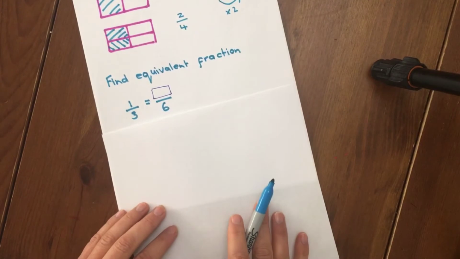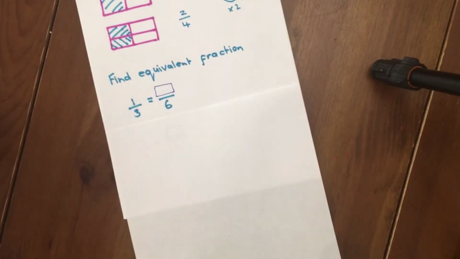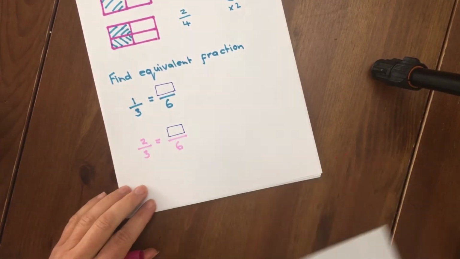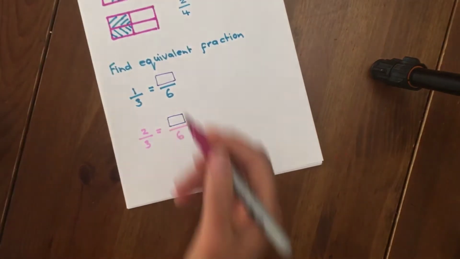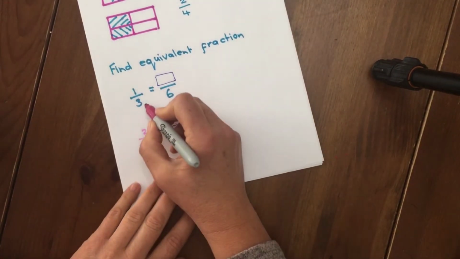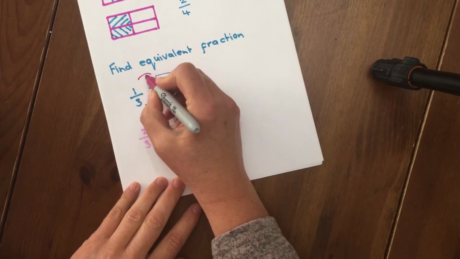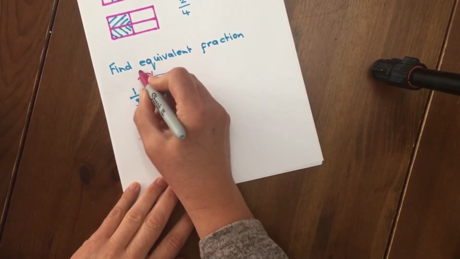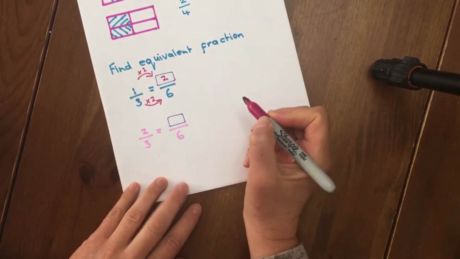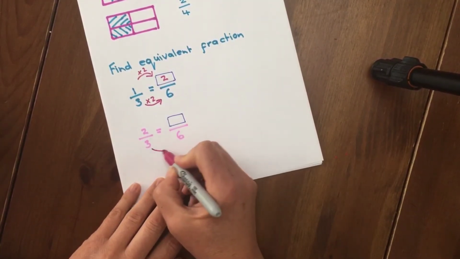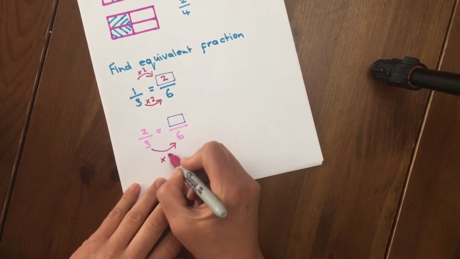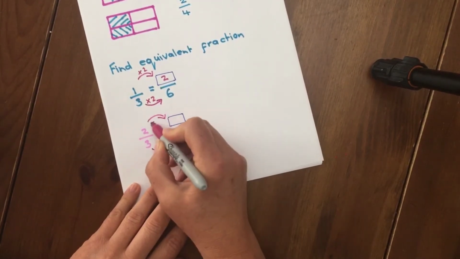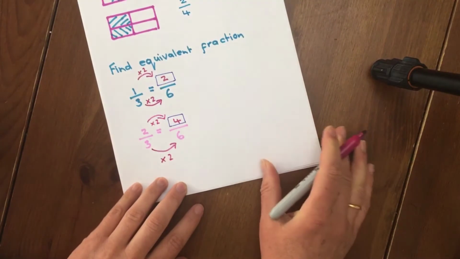I'm going to get a different colour pen. What would be the missing number here? Have a go at both of those two. Pause and then let's go through them. So we're going to times by 2. 3 times 2 is 6 and 1 times 2 is 2. Again, we can see that 3 times 2 is 6, so times the numerator by 2 to get 4.